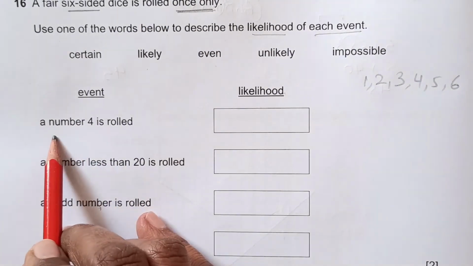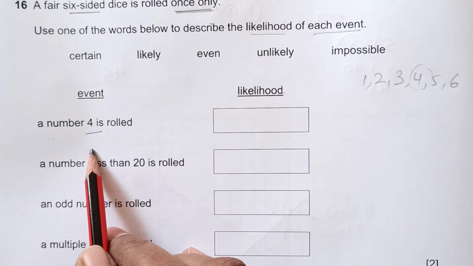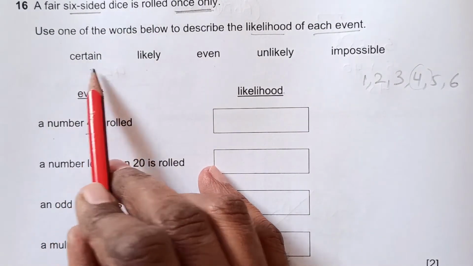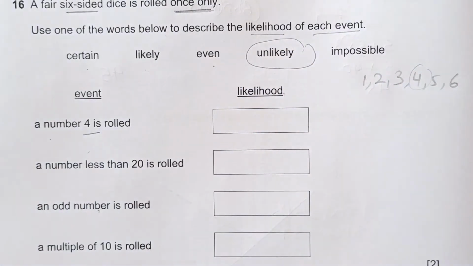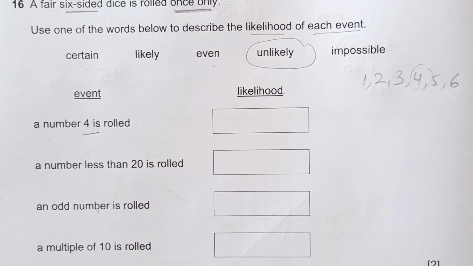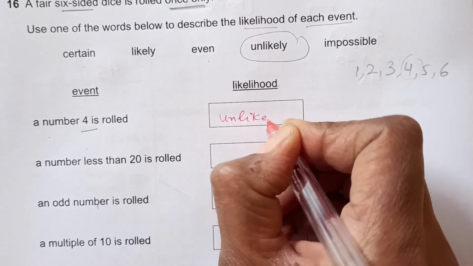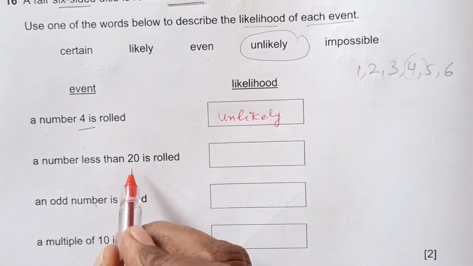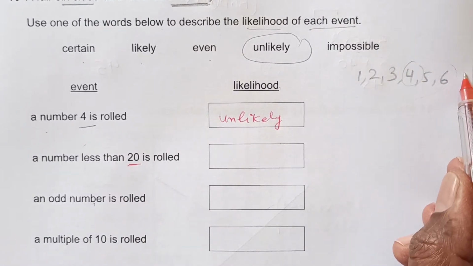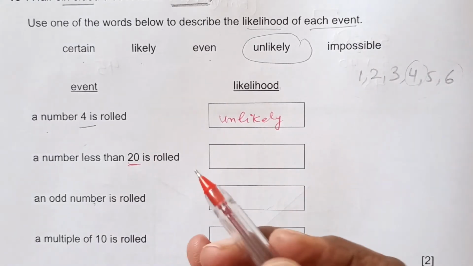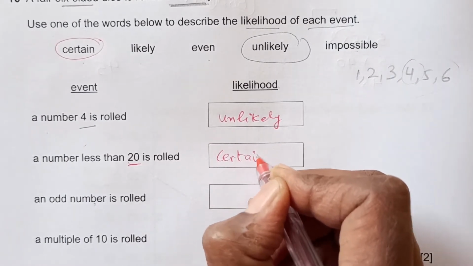Based upon that, the number 4 is rolled. So number 4 is coming once only. So this is very less, we can say. It's not certain, not likely, not even, not impossible. So what is going to be here? Unlikely. So we are going to use the word unlikely here. Now, a number less than 20 is rolled. You see all these numbers are less than 20, so that is a sure event, so it's certain. So we are going to put certain here.